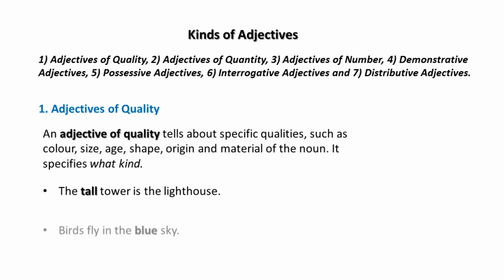Let us look at another example. Birds fly in the blue sky. Blue is the adjective there, the highlighted word. It is describing sky, and it is describing a specific quality of the sky, that is the color of the sky, that's blue.